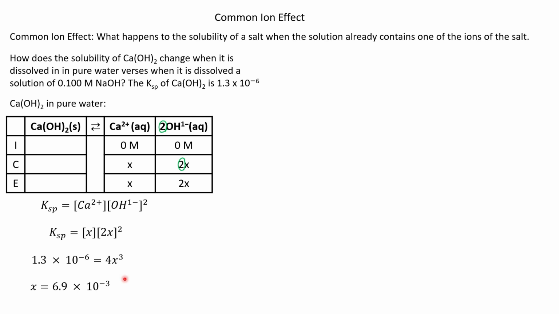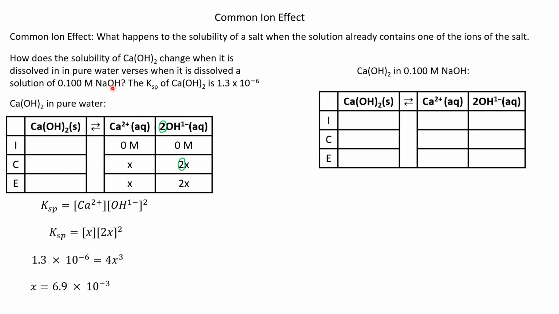Let's see what happens when we dissolve this salt in our 0.1 molar sodium hydroxide. So what is the common ion here? The common ion is hydroxide. So again, we're going to need to set up an ICE table, and it's going to look a little bit different. Initially, of course, we have no calcium cation, but initially we do have some hydroxide. Remember, we've got this 0.1 molar solution from our sodium hydroxide, so we're not starting with a 0 in our initial row. Our change is going to look exactly the same.